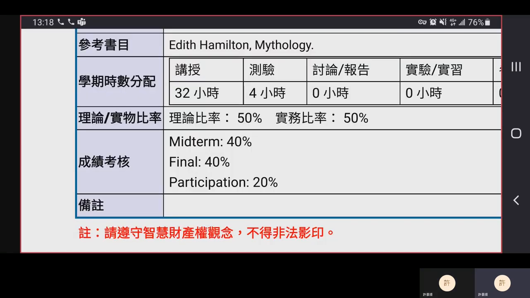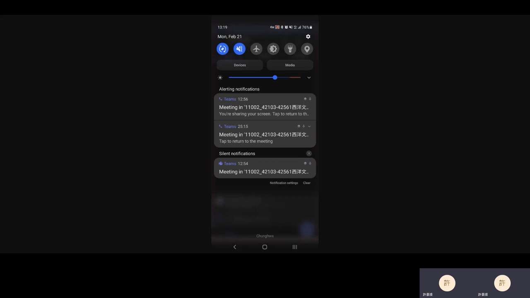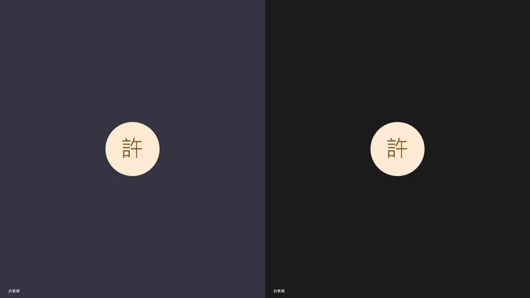Okay, so that is the introduction to the course. Questions? Okay, so let's talk about what we're going to be doing in 2 weeks, which is we are going to start reading the Iliad. And so this is when I pass out the handout.